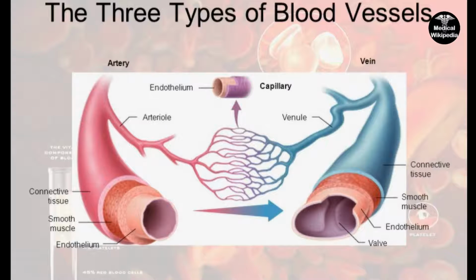The 3 types of blood vessels: artery, vein, connective tissue, smooth muscle, endothelium, valve, venule, arteriole, capillary.